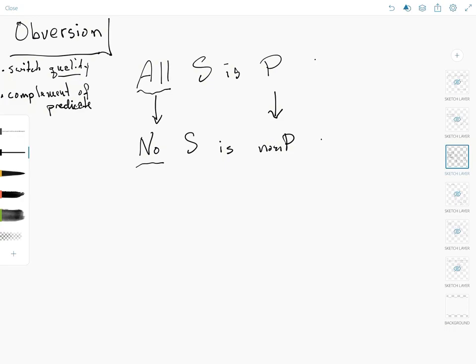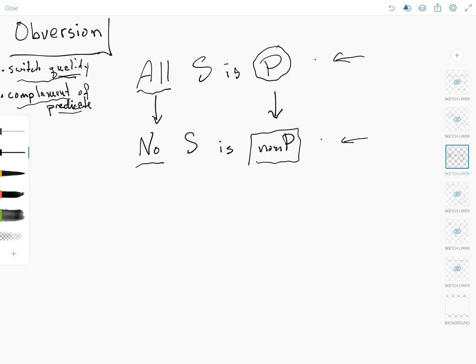So we're going to change the quality from whatever it is to the other quality. And remember, there are only two, affirmative and negative. So if the premise is negative, we switch to affirmative. And if the premise is affirmative, as it is here, then we switch to negative, as it is in the conclusion. But the other thing we do is we take whatever is in the predicate position, the predicate of the premise categorical proposition, and we take the complement of that predicate. So that's the operation. Switch the quality and take the complement of the predicate. Otherwise, everything stays the same.